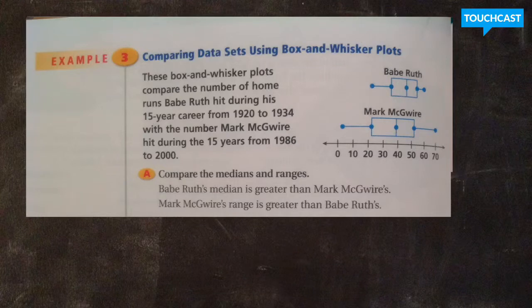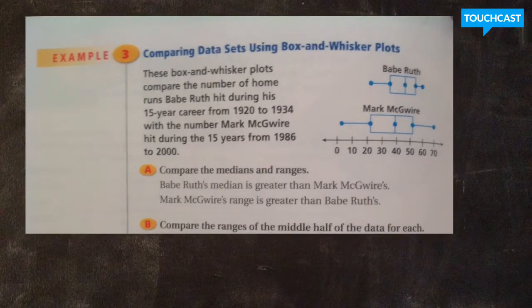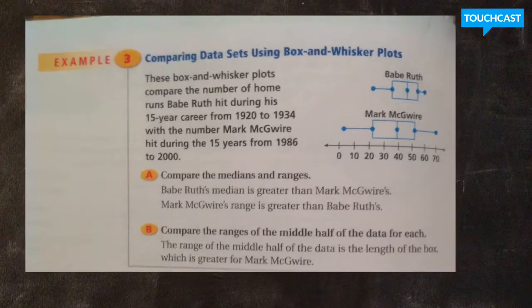Okay, now we also need to compare the ranges of the middle half of the data for each of those. Now remember, the middle half of the data is the boxes from our box and whisker plots. And it looks like Mark McGwire has a larger box, so the range of the middle half of that is greater for Mark McGwire.